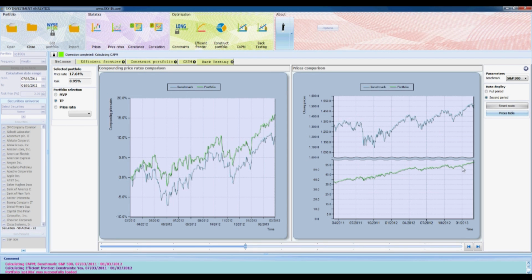This is our optimal portfolio. This is the market. Here we show price versus time. Notice that the scales are different. Here we show price rate versus time. And notice that the green line is the performance of our portfolio, and the blue is the performance of the market, and we outperformed the market, which is great.